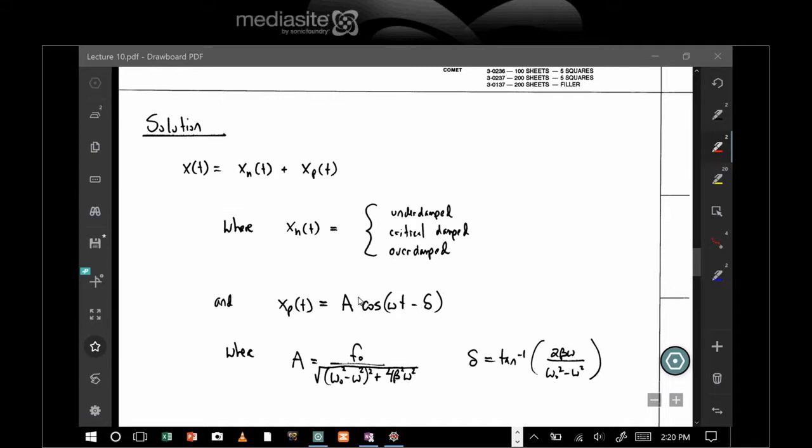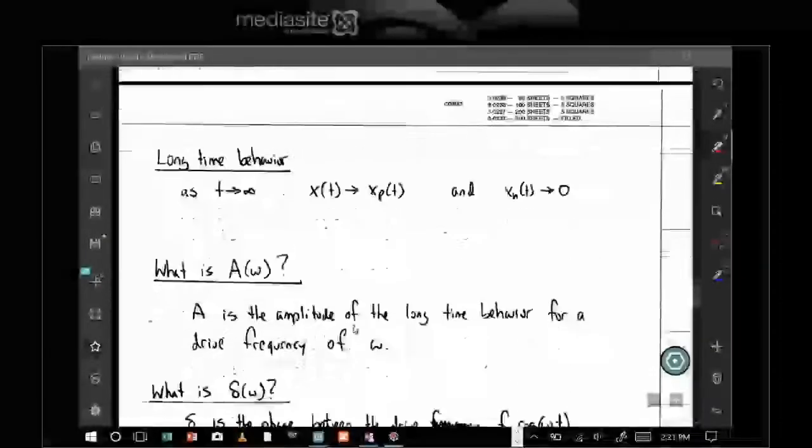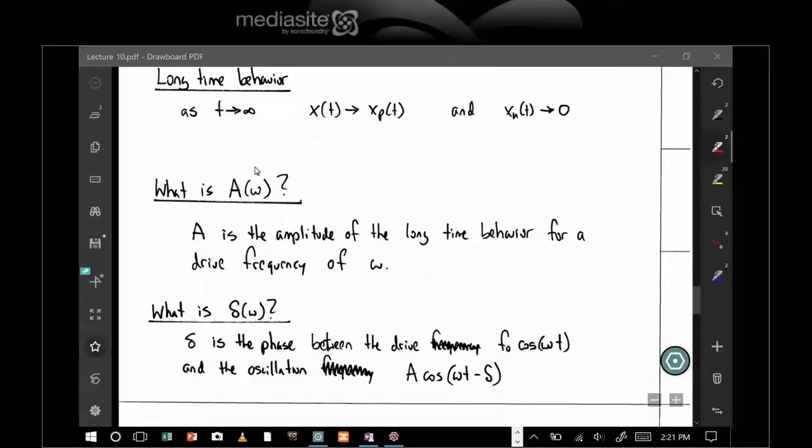Now what's really important at this point is to talk about what A and delta mean, and how A and delta depend on frequency. That's what I want to do next. So again, long-term behavior as t goes to infinity, the solution goes to the particular solution, which I wrote before. What is A? A is the steady state amplitude, the oscillation amplitude. As you wait a little bit, you're going to have a steady state solution. A at a given drive frequency omega is going to be the amplitude of the oscillations.